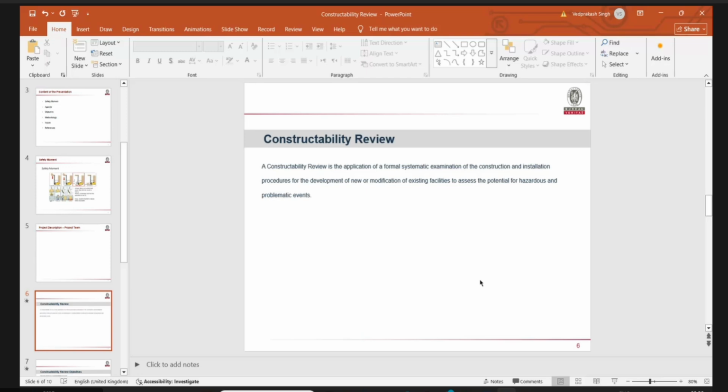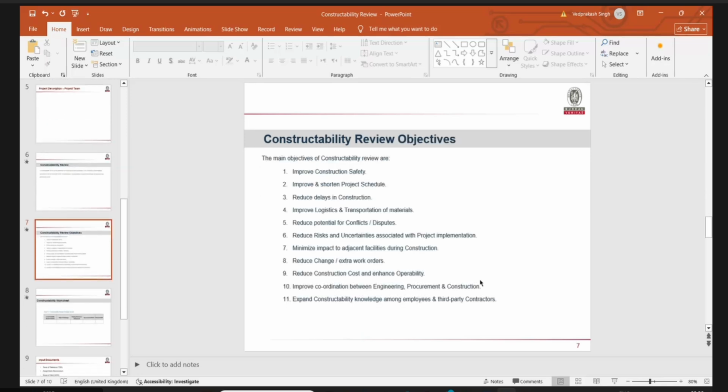When we evaluate, we will not go to method statement level. We will not go to the JSA level. We will try to identify the major concerns because we are in the FEED phase, so that we can identify the recommendations, implement them, and hand over the appropriate information to the EPC contractor.